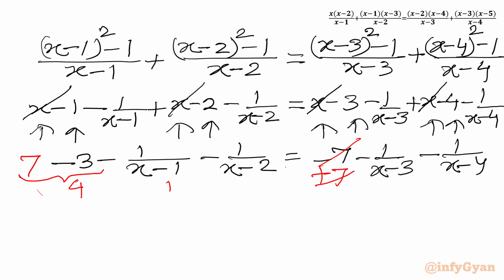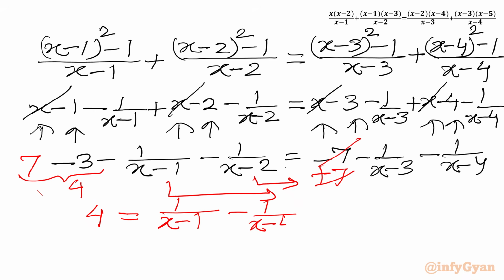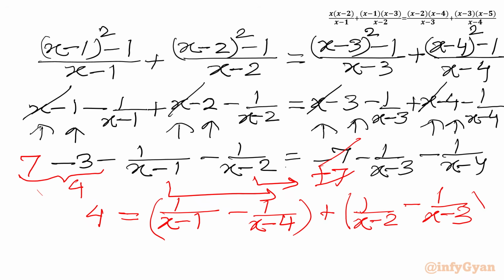Now we will take these two terms to the right hand side. So in LHS there would be 4. In right hand side we will get 1 over x minus 1 minus 1 over x minus 4. Then we'll write 1 over x minus 2 minus 1 over x minus 3.